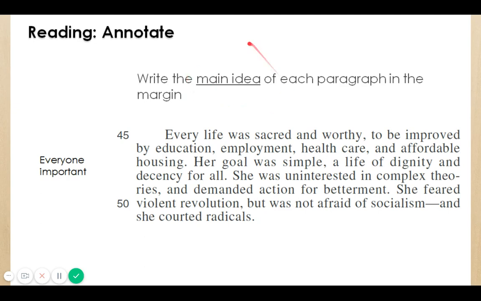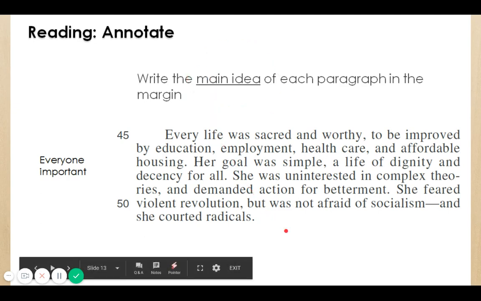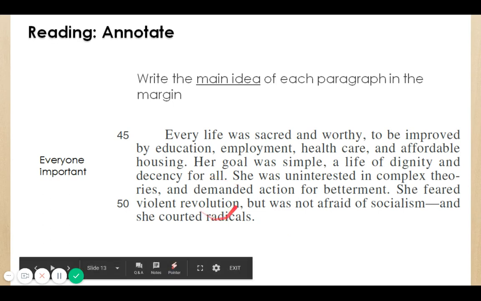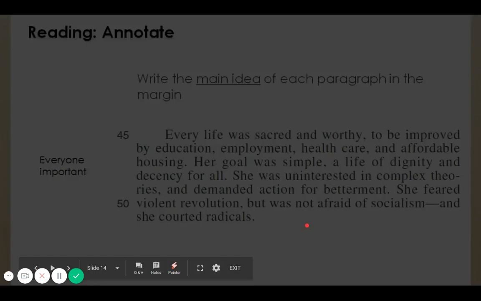And what you're looking to annotate would be the main idea. Every life was sacred and worthy to be improved by education, employment, healthcare, and affordable housing. Her goal was simple, a life of dignity and decency for all. She was uninterested in complex theories and demanded action for betterment. She feared violent revolution, but was not afraid of socialism, and she courted radicals. So really what I got out of that was every life was sacred. She wanted decency. Basically, everyone's important.